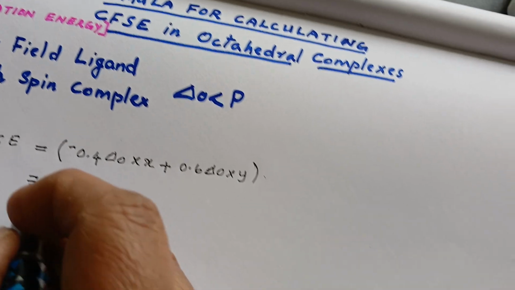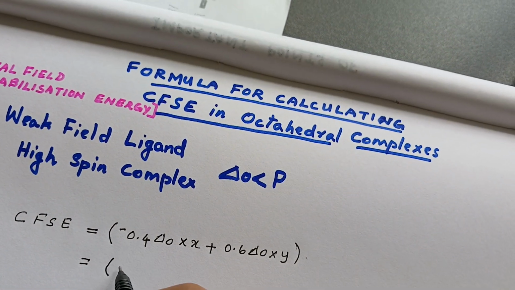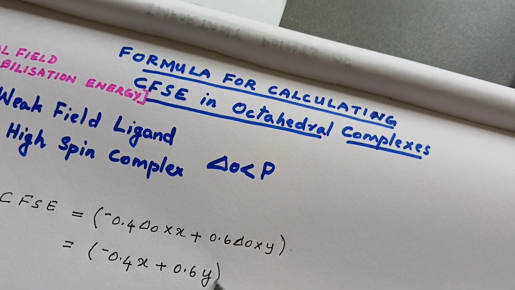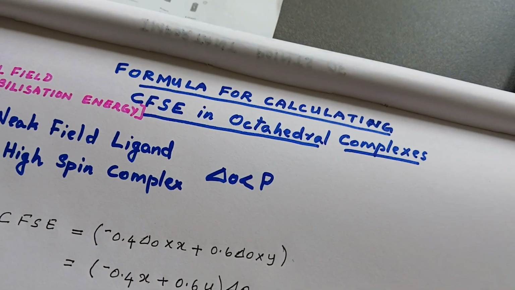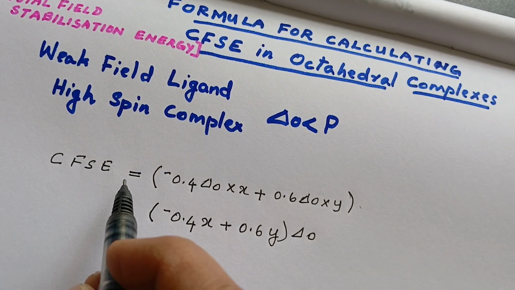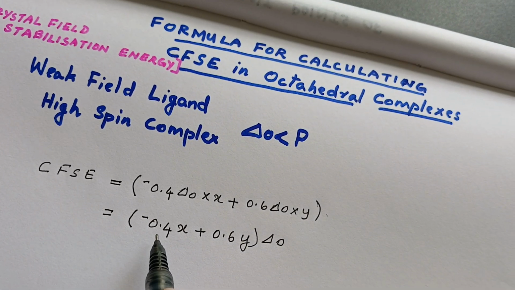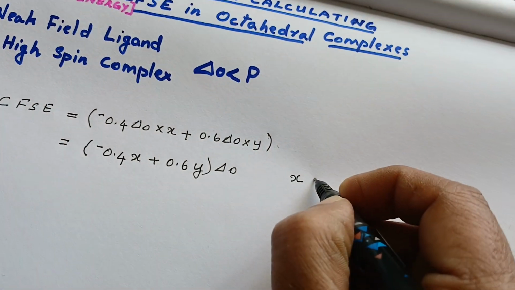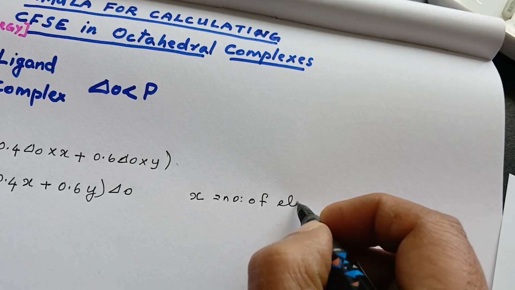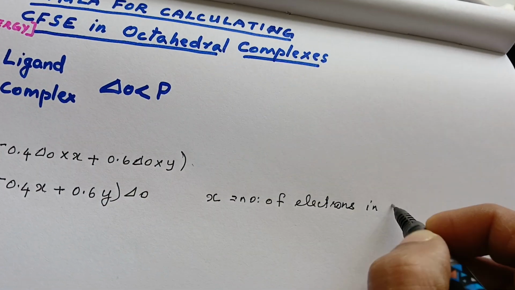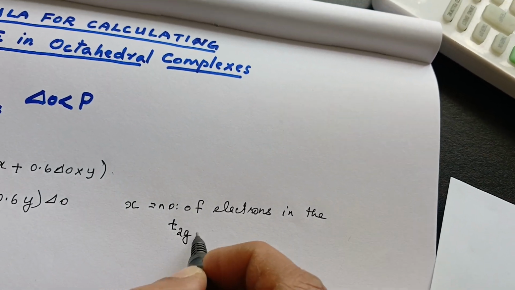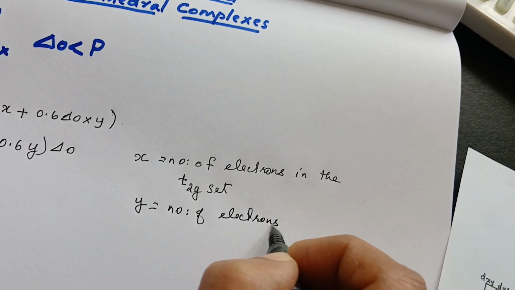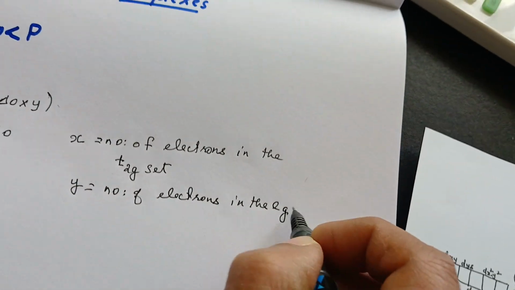Here it is. We can take this as minus 0.4 X plus 0.6 Y into delta O. So this is the formula for calculating CFSE or the crystal field stabilization energy, that is minus 0.4x plus 0.6y, the whole into delta O, where we can write that x equals number of electrons in the T2G set and y equals number of electrons in the EG set.